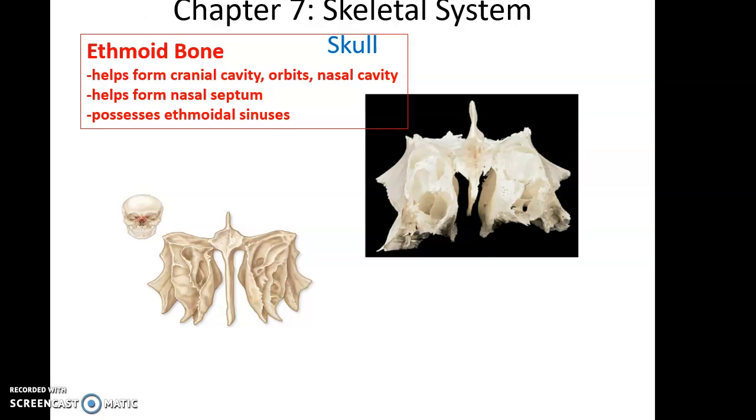It helps to form the cranial cavities, the orbits, and the nasal cavity. Also helps to form the nasal septum, that wall in the middle of the nasal cavity that separates it to a right and left side. And all these openings show you the access to all of the ethmoidal sinuses found within the ethmoid bone.